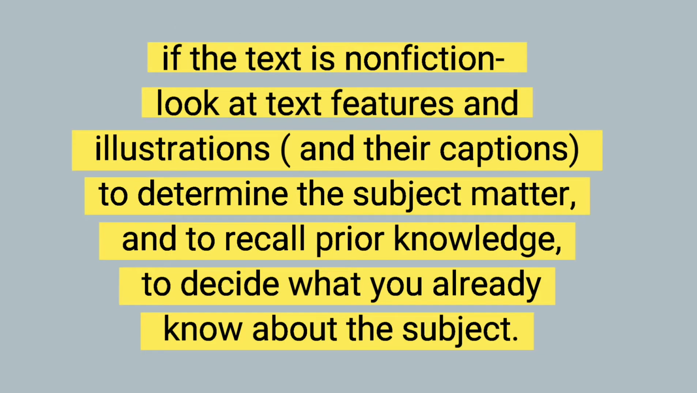If the text is nonfiction, look at the text features and illustrations and their captions to determine the subject matter and to recall prior knowledge to decide what you already know about the subject. Previewing also helps you figure out what you don't know and what you need to learn.